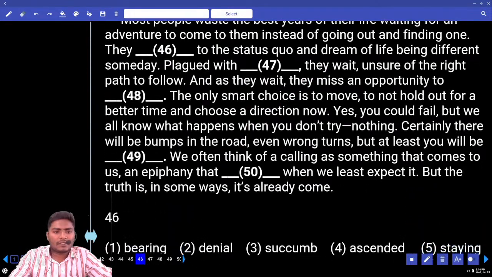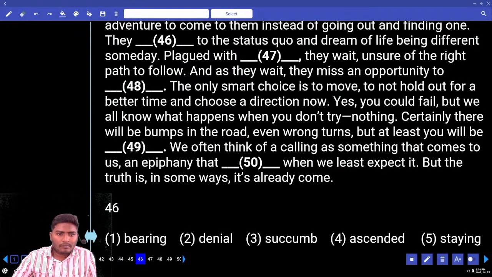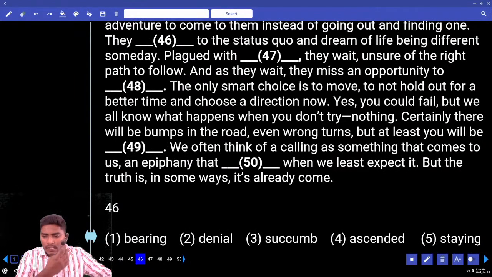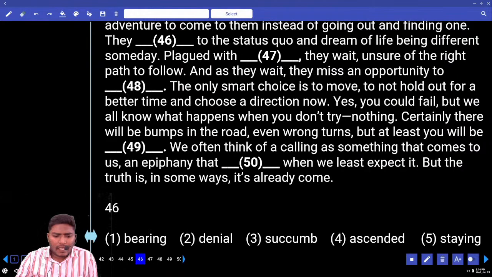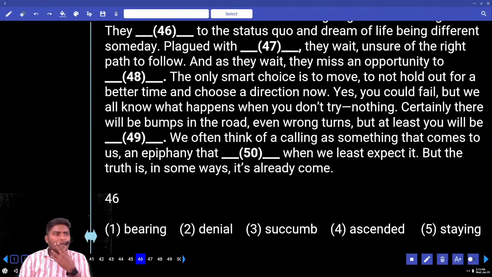Move to 46. Can you eliminate any options here? Any 3 options? I want you to eliminate 3 options from this. Tell me the options: 1, 2, 3, 4, 5. How many options can we eliminate?